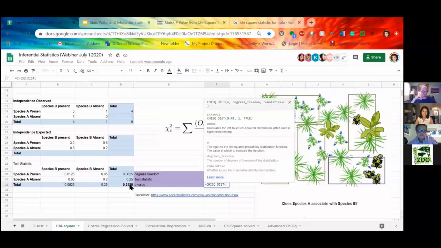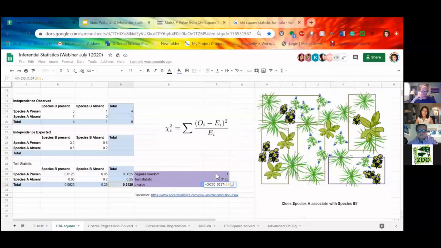Distribution, test statistic, degrees of freedom. And then remember, in Sheets, not in Excel, but in Sheets, you actually have to type the word true. And then that gives us a p-value of 0.42. That is well above 0.05. So we can say that it's not significant. These species do not cohabitate in a significant way.